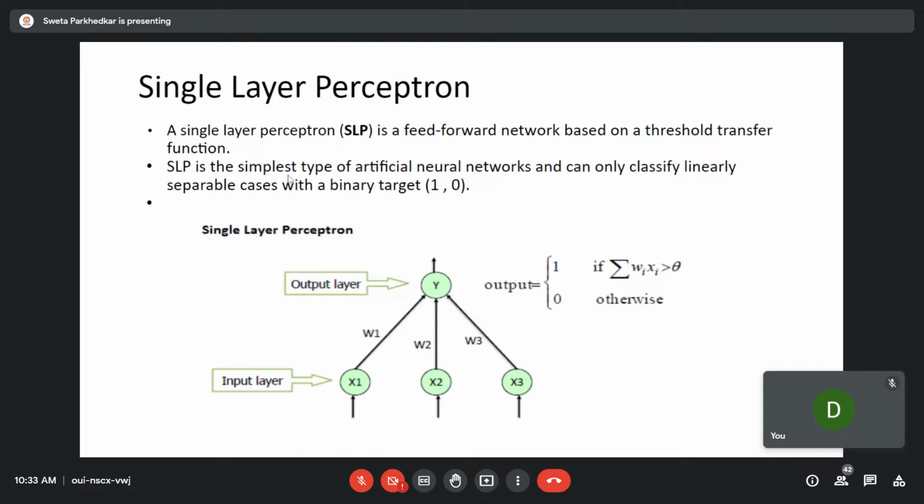So single layer perceptron is the simplest type of artificial neural network and can only classify linearly separable cases with the binary target either 0 or 1. Okay, so the target will output only 1 or 0. So 1 will be output if the net value of the output is greater than theta, and 0 otherwise. Okay, and it can only classify, underline this, it can only classify linearly separable cases. It cannot do non linearly separable cases.